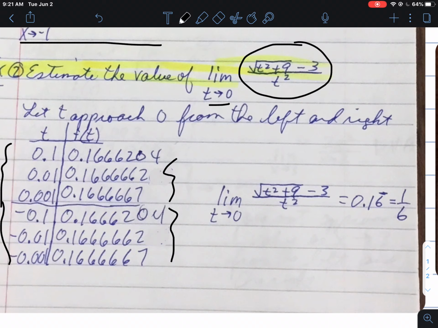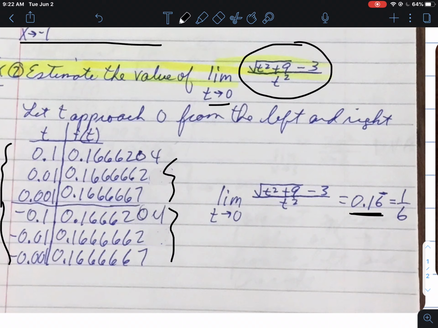So we're able to at least make the observation and look at it. Looks like it appears that this function is approaching 0.16 repeating as t approaches 0. Now, I also threw in the fraction 1/6. I don't expect you to recognize that 0.16 repeating is the fraction 1/6. If you do, great. If not, no big deal. This is sufficient. We're still just estimating or approximating the value of this limit to the best of our ability.